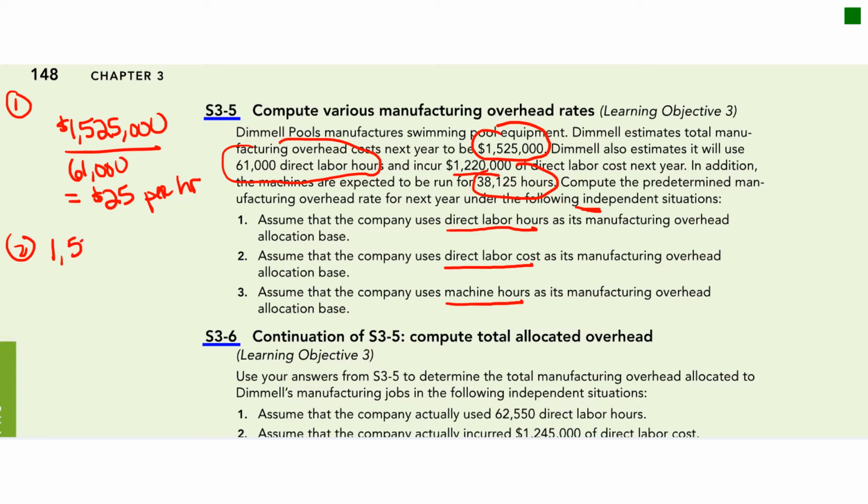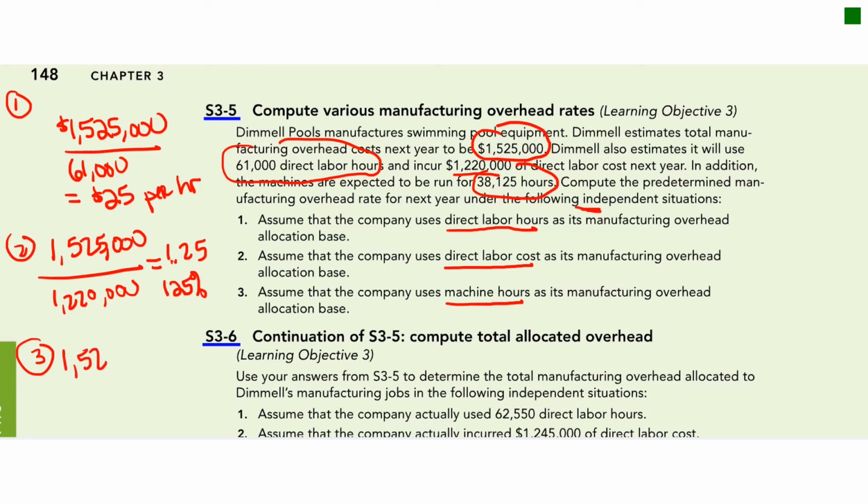Number 2, again, is the same overhead, 1,525,000, and using direct labor cost, which is 1,220,000, that would be your denominator. So in that case, you would get 1.25, or you would say that's 125% of direct labor cost. That's your rate for that one. And again, the third one, 1,525,000, same numerator, divide by the machine hours, which is 38,125, and that would give you about $40 per machine hour.